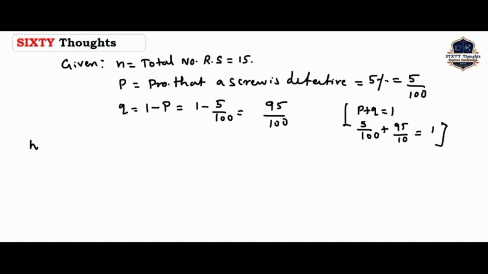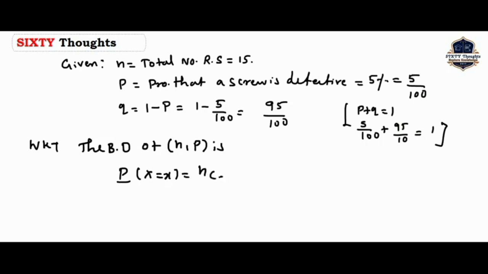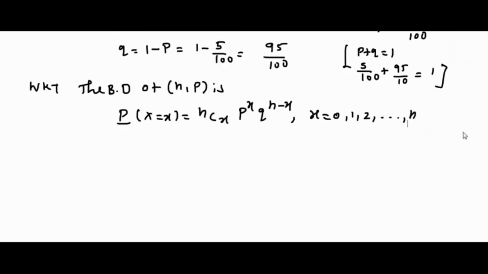So we know the binomial distribution, right? What is the binomial distribution? The binomial distribution with given parameters n comma p is defined by the probability of capital X equal to small x, that is equal to nCx p power x q power n minus x, where x varies from 0, 1, 2, 3, etc. The last value is n. This is nothing but the binomial formula, right?